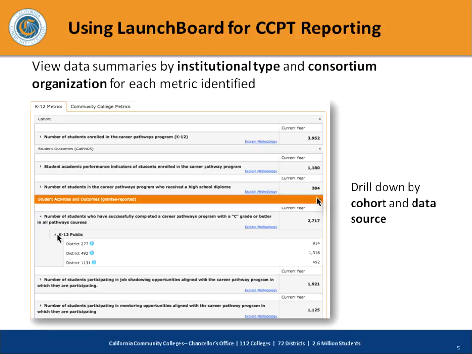So for example, you can see that we've got a metric here for the number of students who successfully completed all of their courses within the program with a grade of C or better. And you can see across this particular consortium, you've got more than 2,700 students who met this metric. And then you can also drill down and see the results for each of the districts that are participating in this particular consortium. This can be really helpful when you want to have conversations locally about differences in how each of you are helping to strengthen the pathways within your consortium.